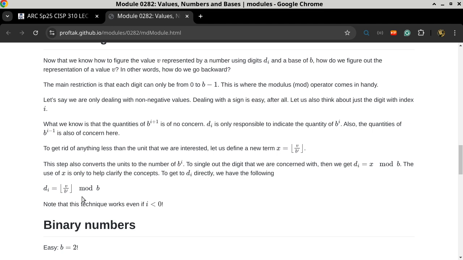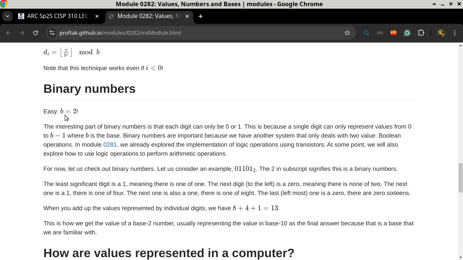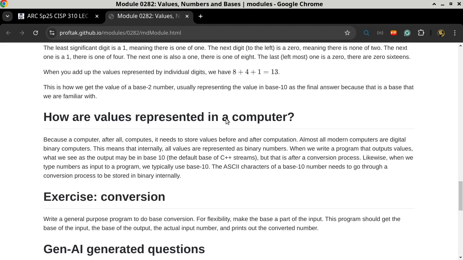And let me switch back to my notes here. Okay, what about base 2? It's easy. The base is 2 in this equation here. So that's kind of what that is. So now we ask, how are values represented in a computer? In a computer, after all, in order to compute, it has to store values before and after the computation. So everything inside the computer is in base 2.